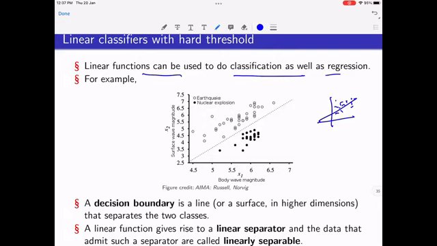For example, I'll come to the example. So what is a decision boundary? A decision boundary is a line or a surface in higher dimensions. Of course, it's not always a line, because you don't always get two-dimensional features. A decision boundary is a line that separates the two classes, right? Now, a linear function gives rise to a linear separator. So what is a linear separator? It is a separator that can be expressed as a linear function. The data that admit such a separator are called linearly separable.